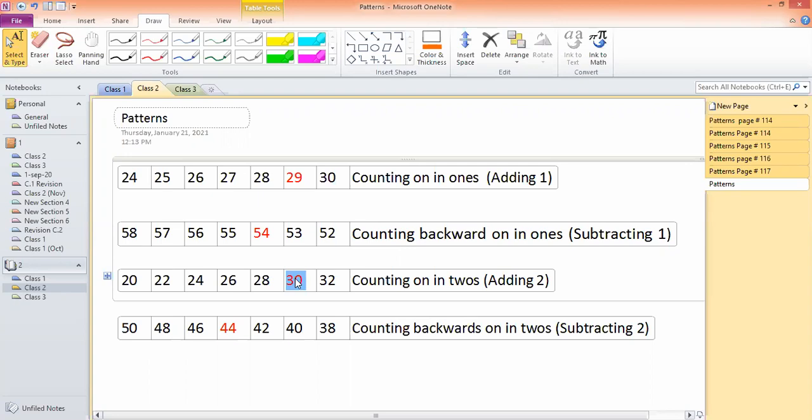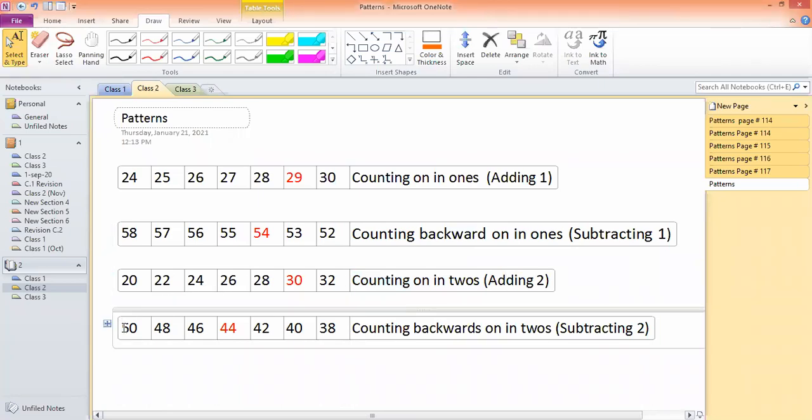If you want to know the missing number, you will again add 2 to 28, counting up in twos. After 28, 29 and 30. It will be 30. So the pattern we identified here was counting in twos, or adding 2. One more pattern we did. This was 50. Started from 50 and then 48, 46.